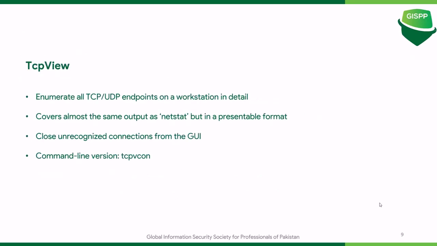Okay, so next up we have TcpView, which can help you identify all TCP UDP connections which are established by processes on your workstation. The output is basically similar to netstat, but it is, you could say, presented in a much better format. You can identify the packets sent, the bytes sent, the remote port, the remote IP address, the local port and address as well as the protocol, the PIDs, and the process information.